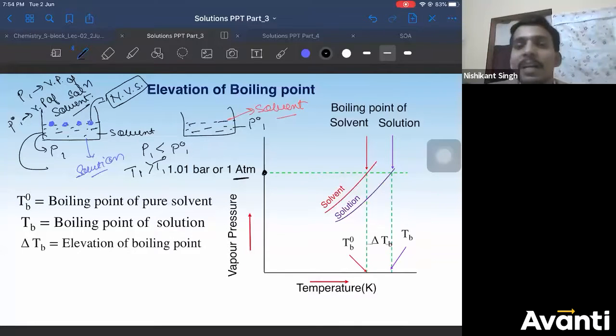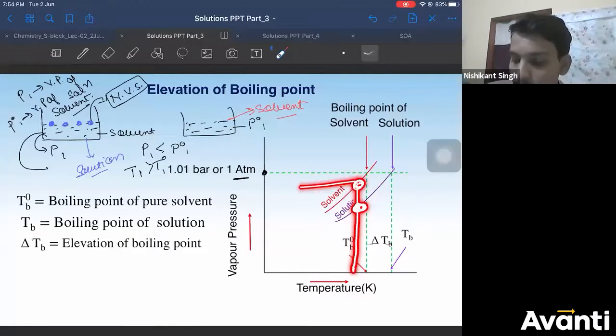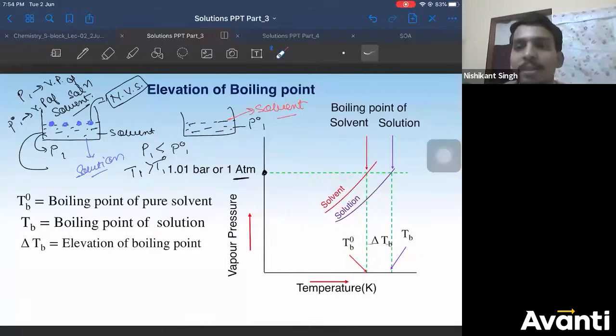Come on, Ganesh, beta. What are you saying? Ganesh, vapor pressure of solution is less than solvent, na? So at any temperature you take, let's say this temperature, vapor pressure of solution is less than vapor pressure of solvent. So graph of solution will be lying lower than solvent. Right? Correct?